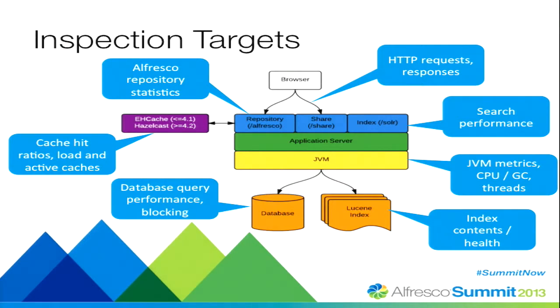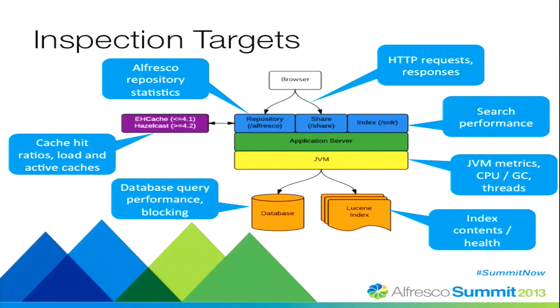Kind of working our way around on the cache tier, we can look at things like cache hit ratios, the cache load, and active caches. There's really some performance tuning targets here, and also some ways to confirm that you're seeing in the caches what you expect to see. On the repository tier, we can look at things like the Alfresco repository statistics, so things around database connections and users. I've got a browser here plugged in, but that could easily be another application making HTTP calls to Alfresco. We can actually inspect those HTTP requests and responses, and there are a number of good tools for doing that.